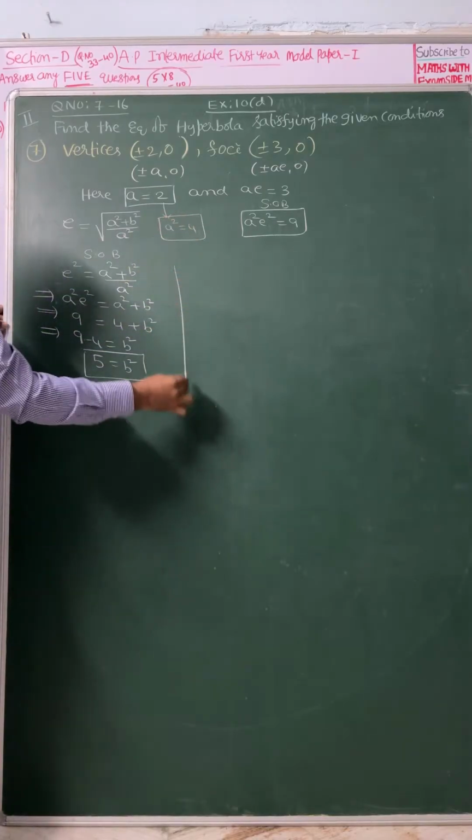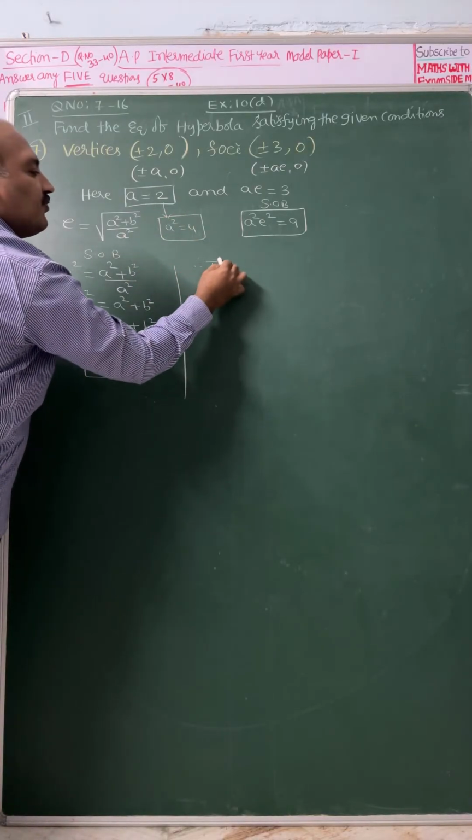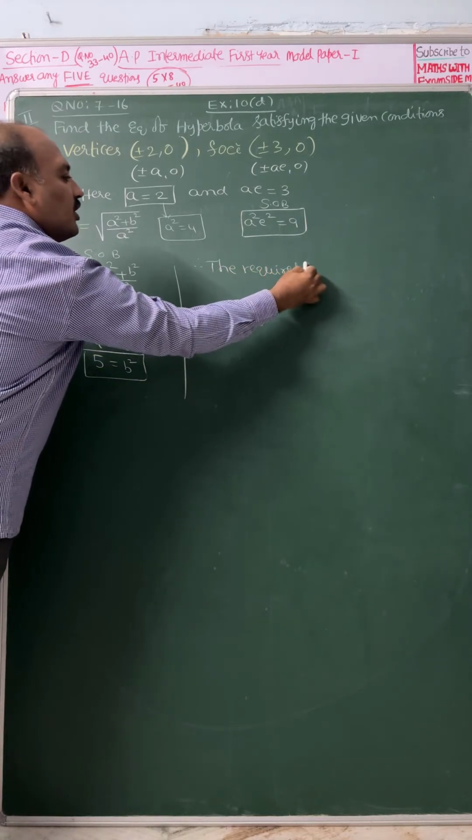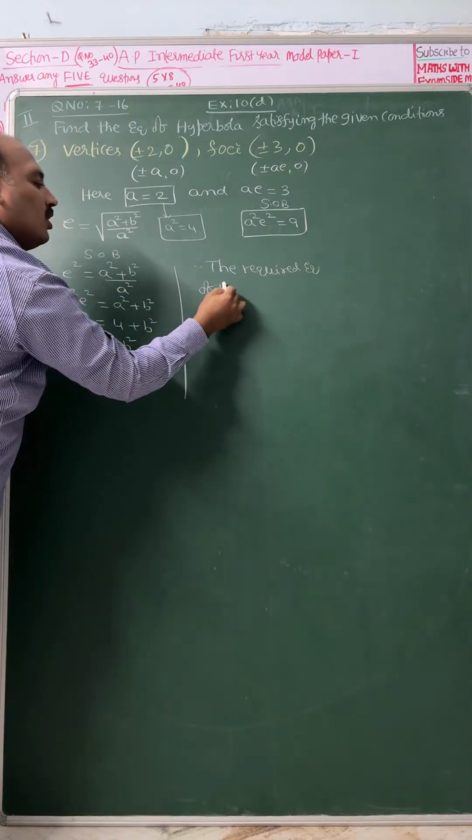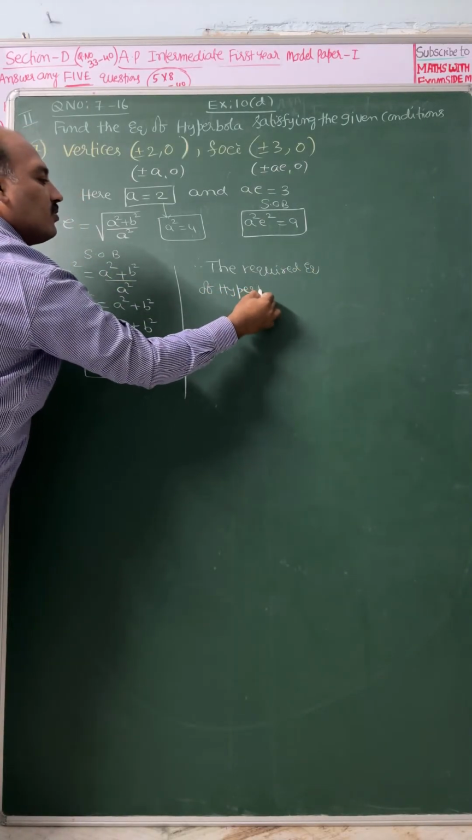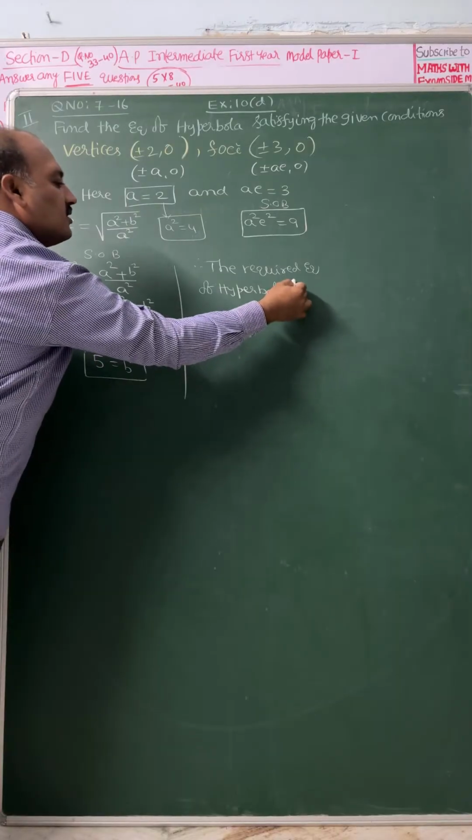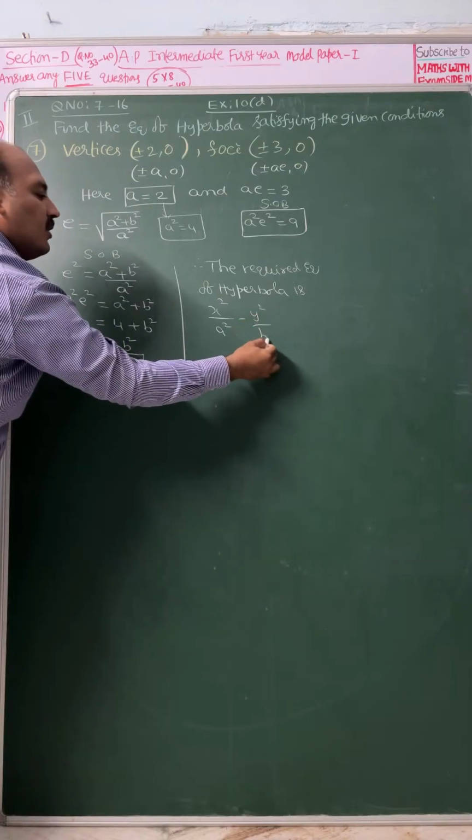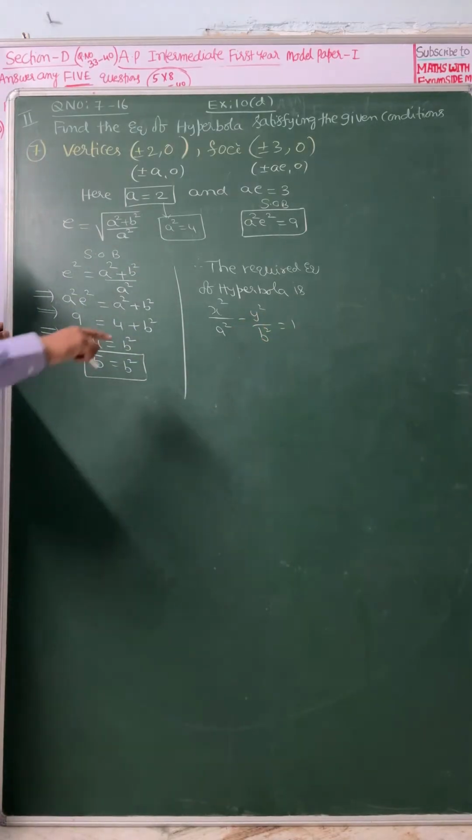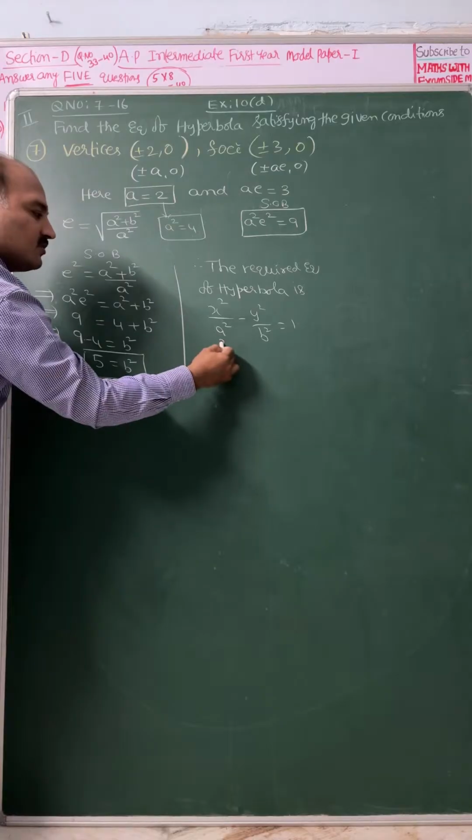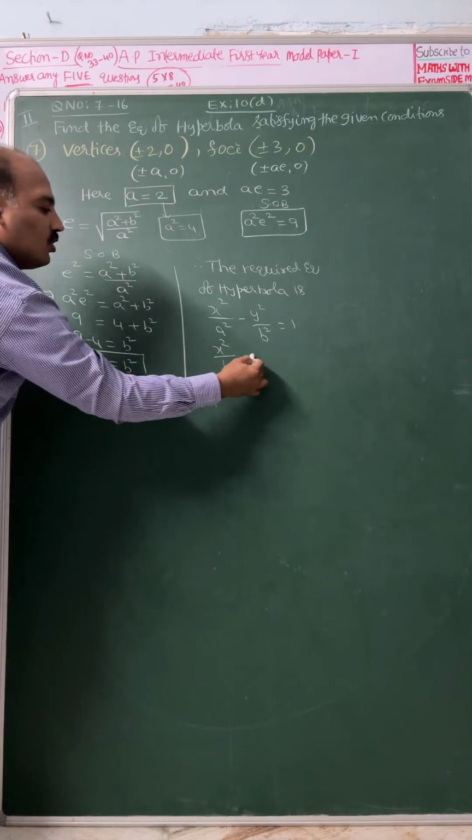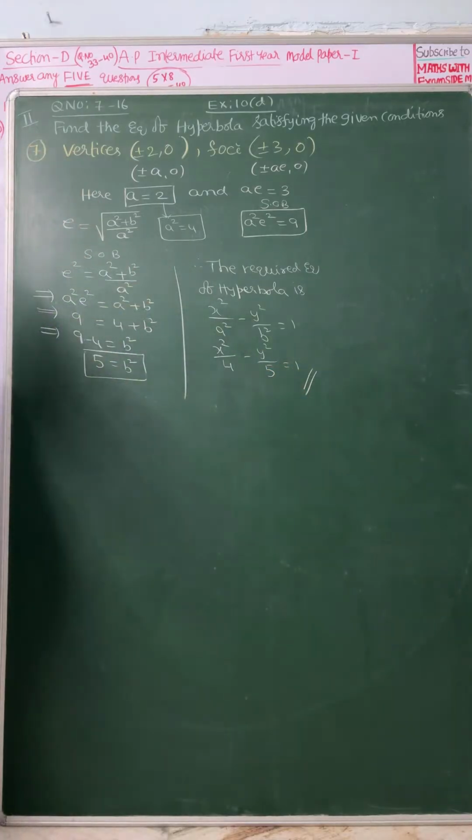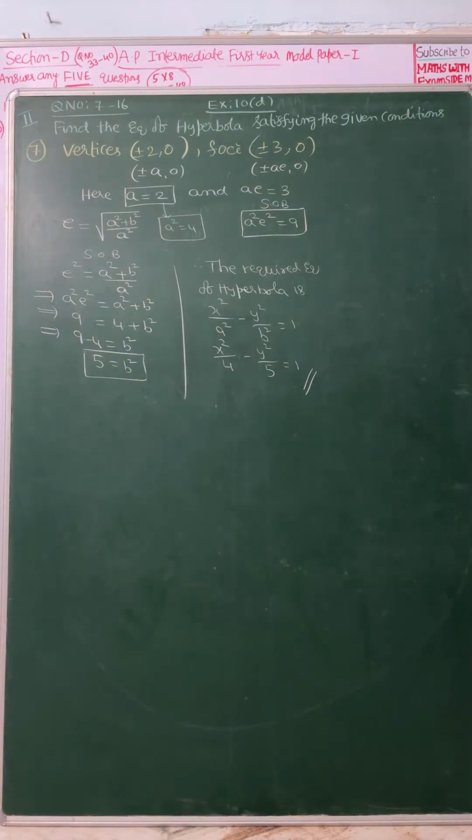So therefore the required equation of hyperbola is x square by a square minus y square by b square equal to 1. Wherever a square and b square are there, replace with these values. A square value is 4, minus y square by b square value 5, equal to 1, dear students. We finished the question.